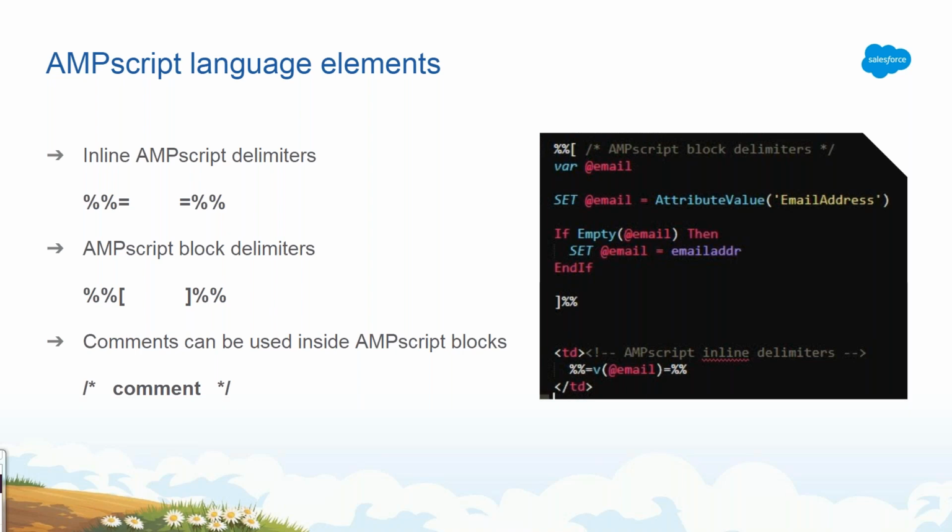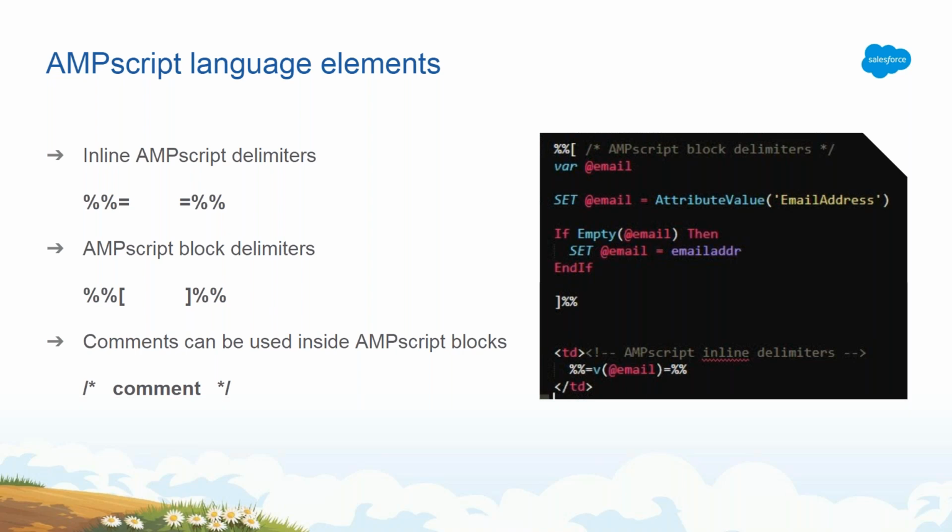All right, so for the AMPscript language elements, just like in every scripting language and most computer languages, you need to tell the machine where to open and close your script or your code. There are two types of delimiters in AMPscript. Both start with %%. The first one is for delimiting inline AMPscript.